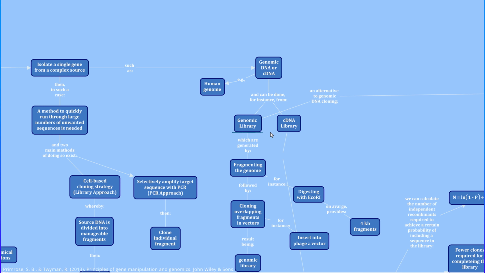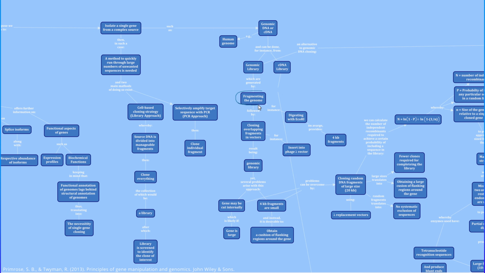So a genomic library is generated by fragmenting the genome first, followed by cloning overlapping fragments into vectors. The result of this is a genomic library, yet several problems arise with this approach. I'll discuss them in a bit, but they include that the gene may be cut internally, which is likely the case if the gene is large. And so you're fragmenting, and let's say the gene is right here and you fragment the gene.